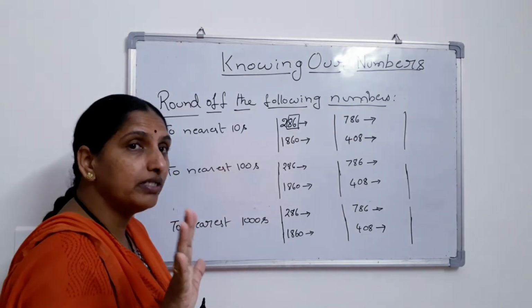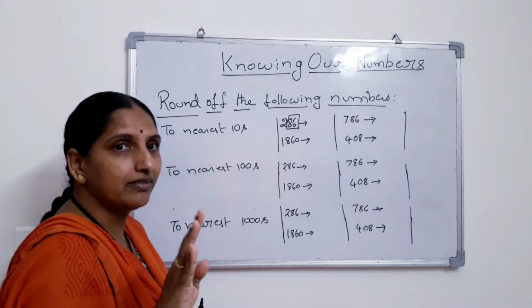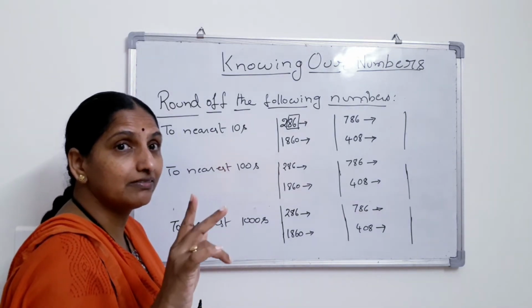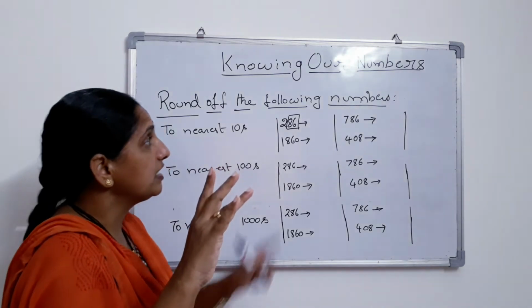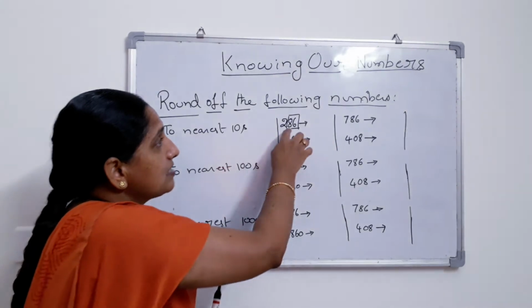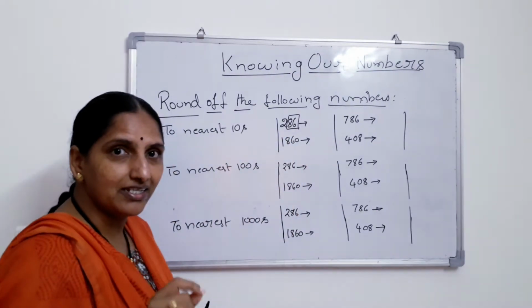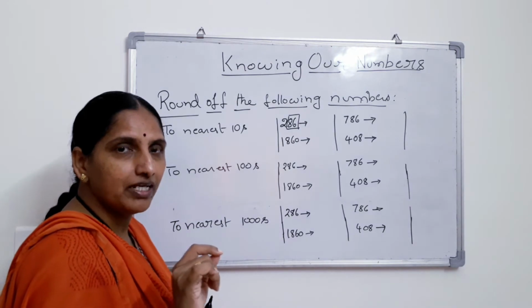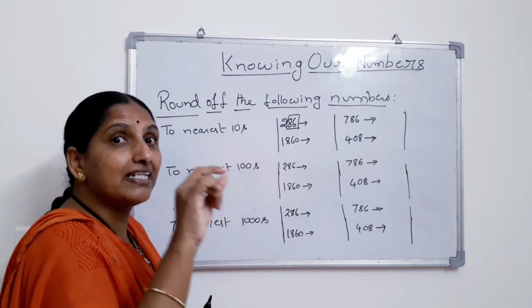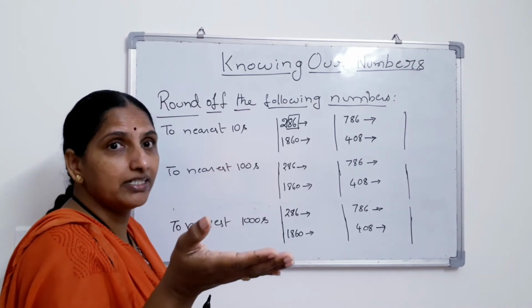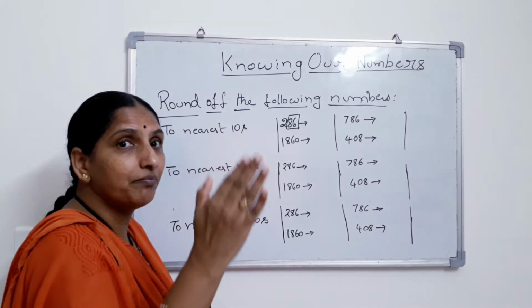You have to go by skip counting by 10. 10, 20, 30, 40, 50, 60, 70, 80. It is more than 80 and less than 90. So that means it lies between 80 and 90, right? Now 86, it is very clear, is close to 90, is it not? Because it is greater than the mid value.